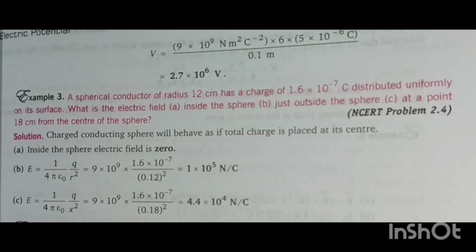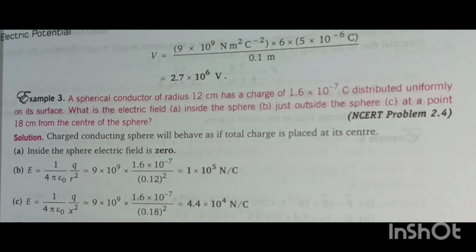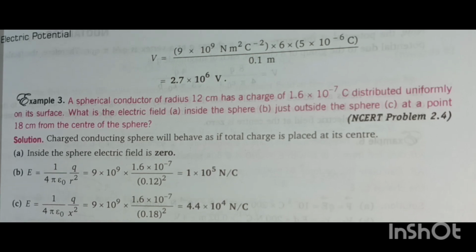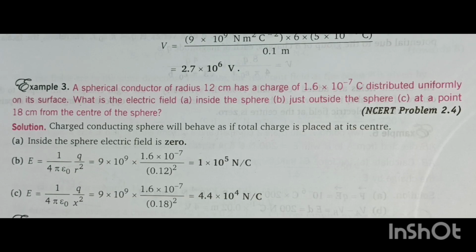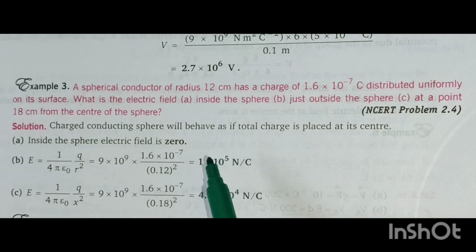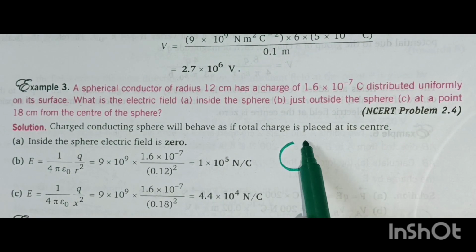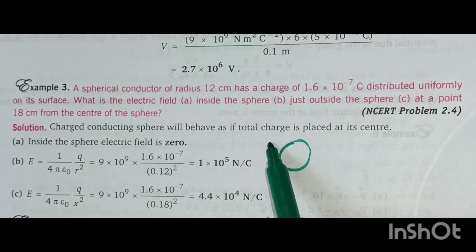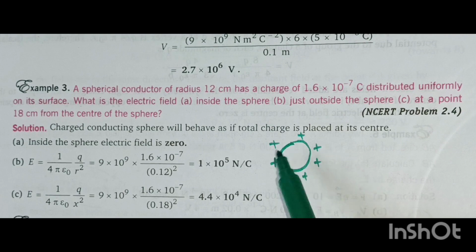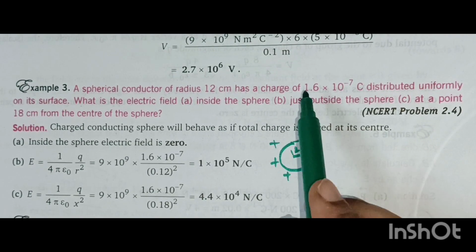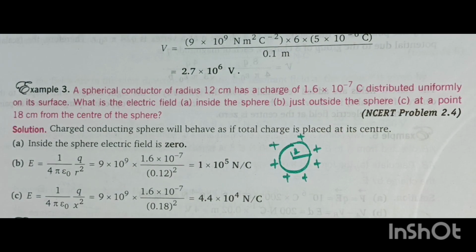A spherical conductor of radius 12 centimeter has a charge of 1.6 into 10 power minus 7 coulomb distributed uniformly on its surface. What is the electric field inside the sphere, just outside the sphere, and at the point 18 centimeter from the center of the sphere? So there is a spherical conductor and its charge is distributed uniformly on the surface. So it will be like this. Now its radius is 12 centimeter and it has a charge of 1.6 into 10 power minus 7 coulomb.